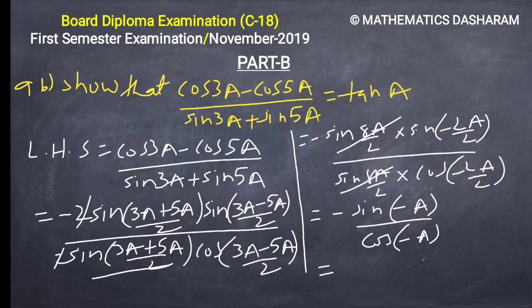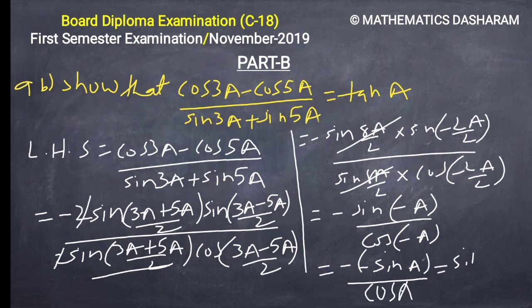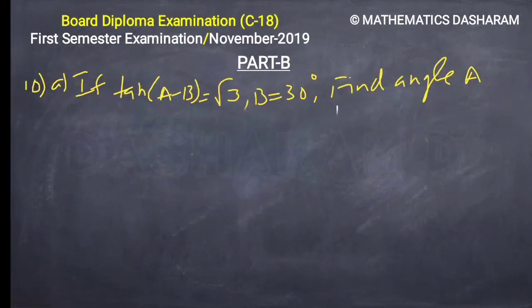So it equals minus, sin of minus theta is minus sin theta, so divided by cos of minus theta is cos theta. So that is cos a. So it equals minus times minus sin a by cos a. So then it equals tan a. So hence proved.